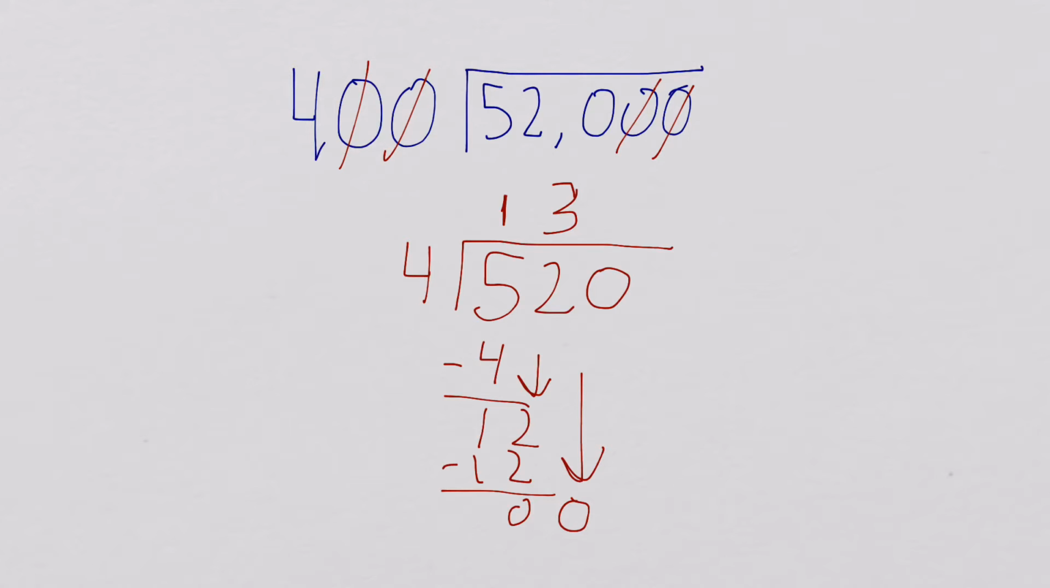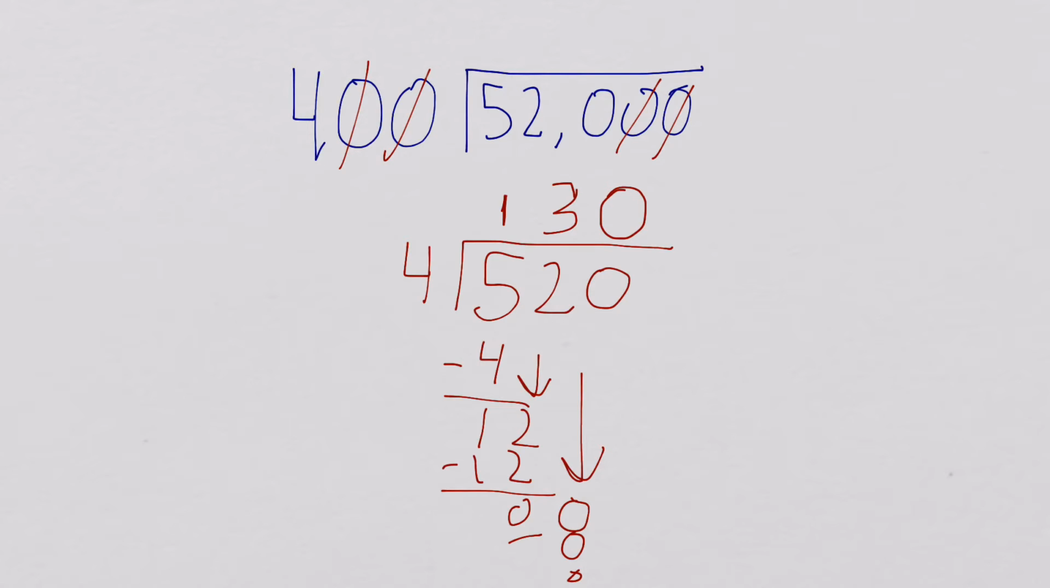Now, some of you might think that our answer is 13. But it won't be because we brought down another digit. We had a digit to bring down. So now we have to ask how many times does 4 go into 0? And it doesn't. So it goes into 0 0 times. 4 times 0 is 0. Subtract and we get 0. So 4 divided into 520 ends up being 130.